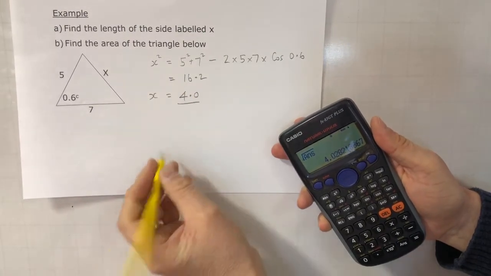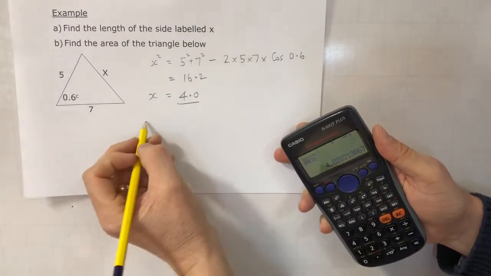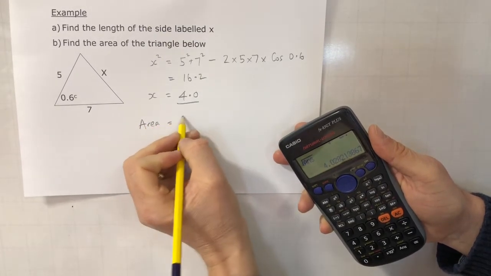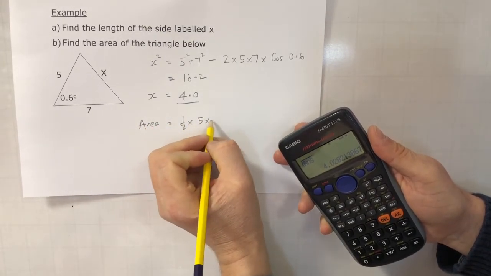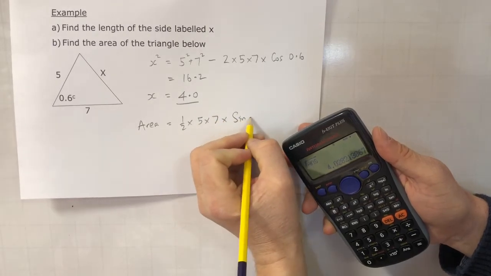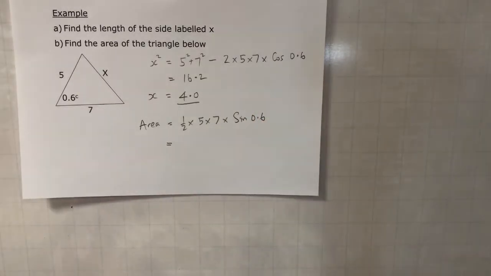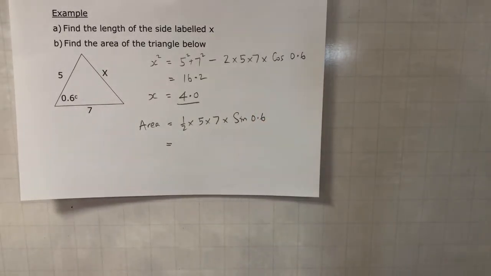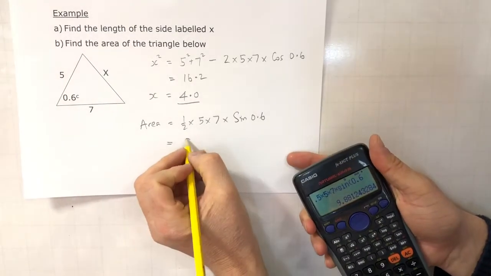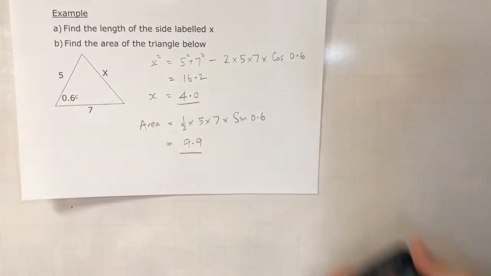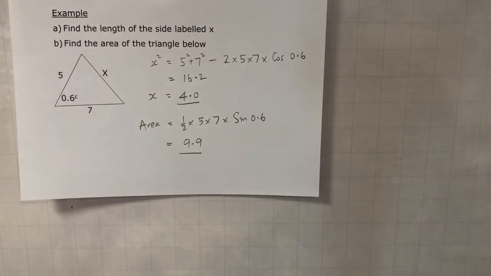to 1 decimal place. To find the area, we use a half of a times b times the sine of the angle, and once again, because I've already put my calculator into radian mode, I should be fine typing that in. So a half times 5 times 7 times the sine of 0.6 equals, and I get 9.88 or 9.9 if I'm sticking to one decimal place.